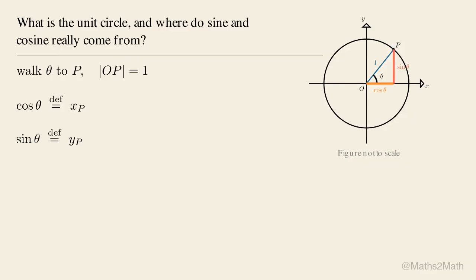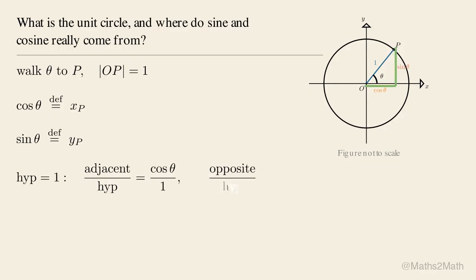But where did the familiar triangle ratios go? Drop the perpendicular from P, a right triangle, hypotenuse 1. Adjacent over hypotenuse is cos over 1, cos. The old ratios with the dividing already done. Keep the point on the side.